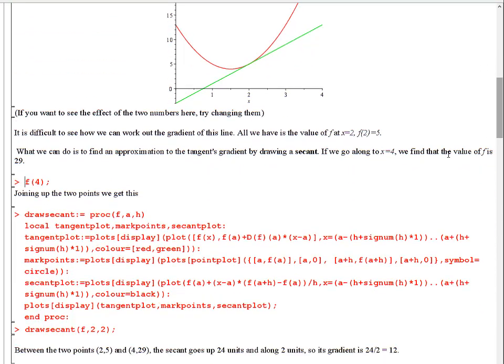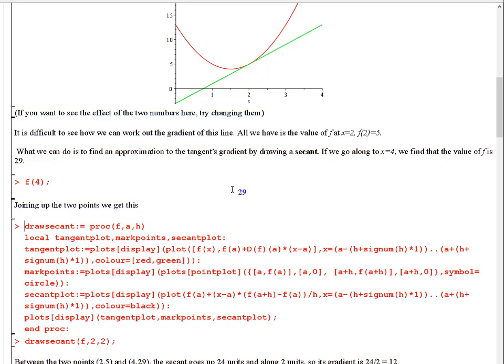Now, as some of those example visualizations show you, what you can do is approximate this gradient by drawing what's called a secant instead of the tangent. So we go along from here, we can go forward, for example, to x equals 4, to here, so 2 steps forward. At this point, we can calculate the value of f is 29 by doing this calculation. If we plot that and join up the points, we have this.